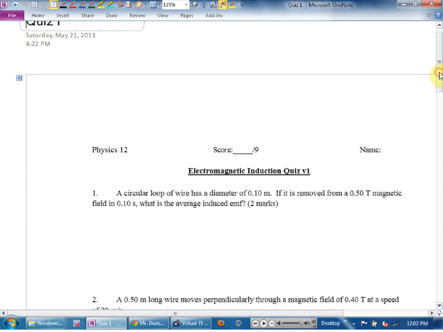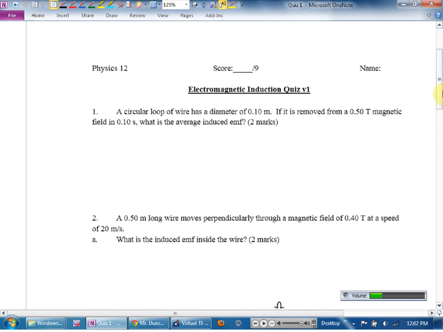Induction quiz number one. Here we go. A circular loop of wire has a diameter of 0.1 meters. If it's removed from a 0.5 Tesla magnetic field in 0.1 seconds, what's the average induced EMF? So we're talking about a coil of wires, in which case EMF is equal to negative N change in flux over change in time.